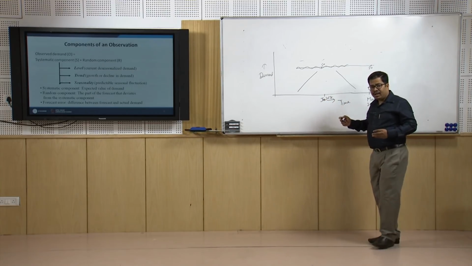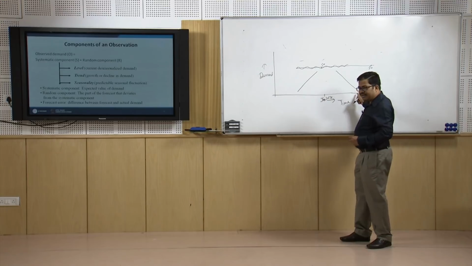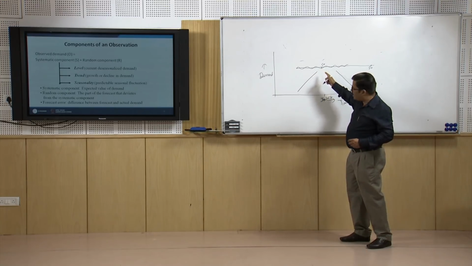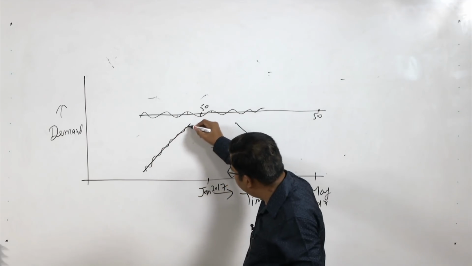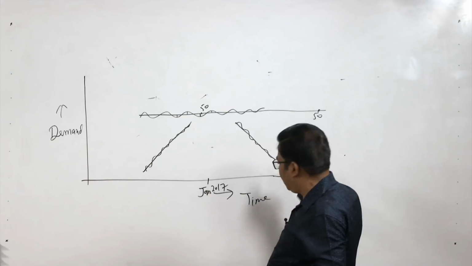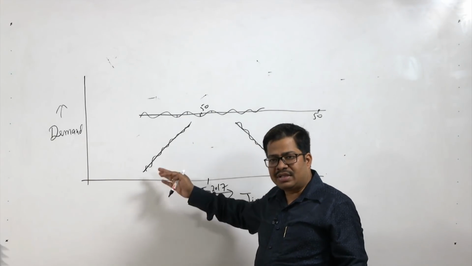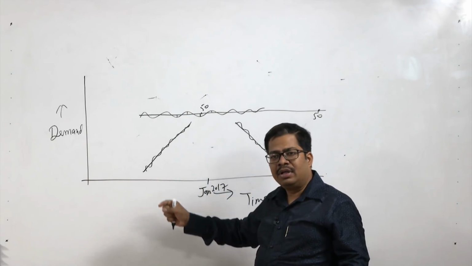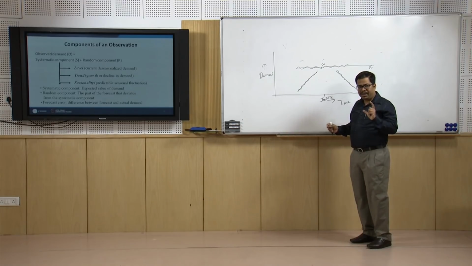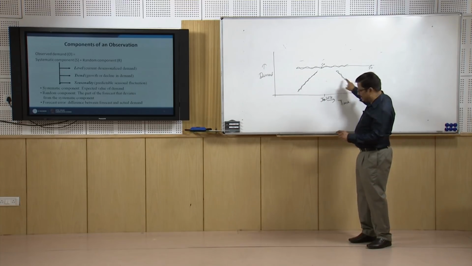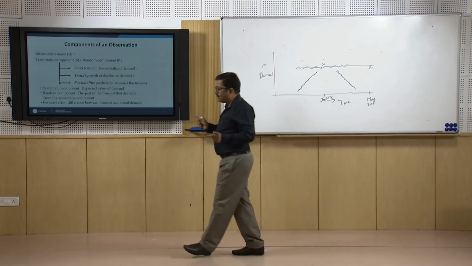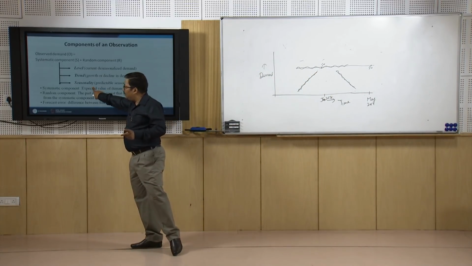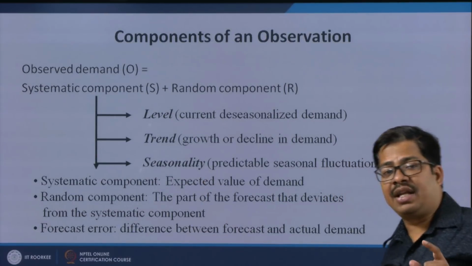But again, it is not a straight line increasing or a straight line decreasing. Actually the data is like this, and similarly like this. You have a systematic component and you have some type of random component, but just for understanding the systematic component I am giving only the straight lines. Then you have another type of component in the systematic data, that is the seasonality.